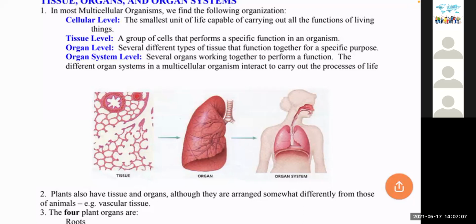So we're talking about tissues working towards one specific function in an organism, hence making up an organ. Now we're talking about several types of organs working together for a specific purpose, making up an organ system, just like we have the GIT, digestion system, cardiovascular system, central nervous system. We have these organs working together to perform a function. Different organ systems in a multicellular organism interact to carry out the processes of life.